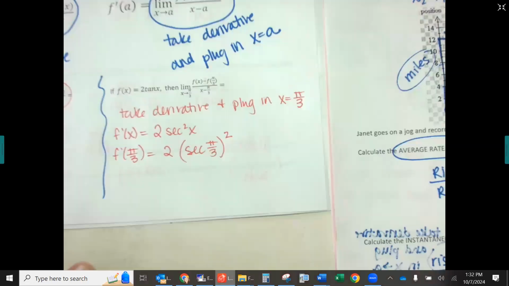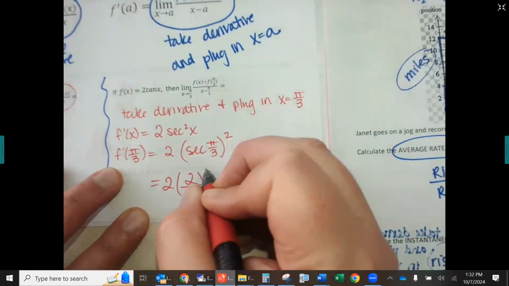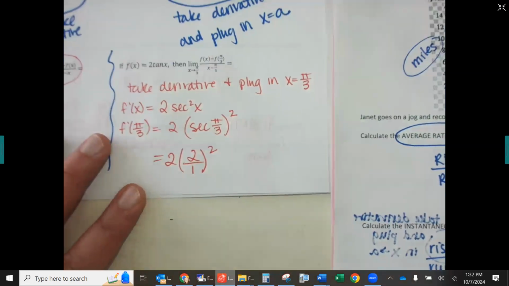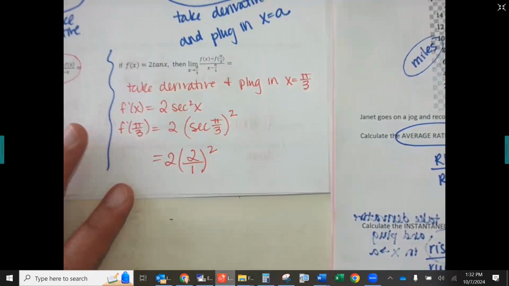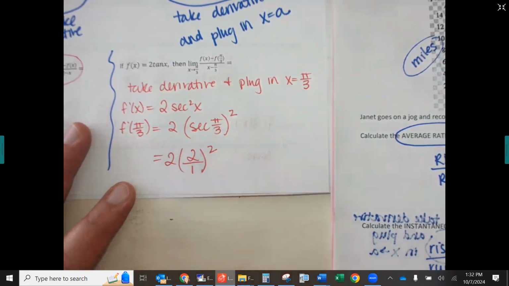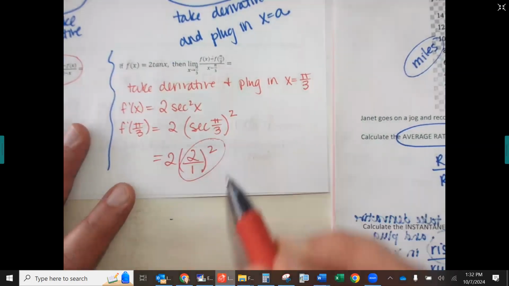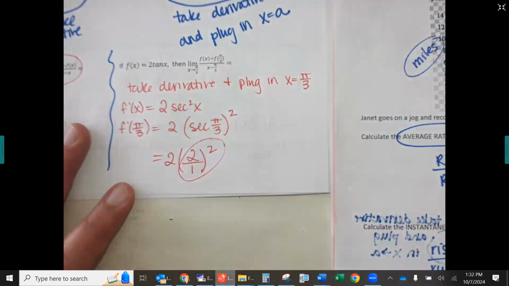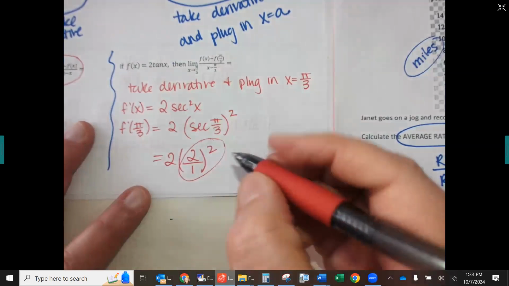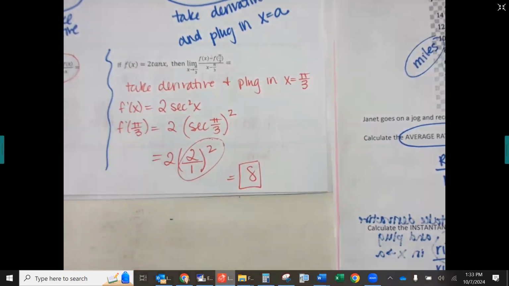Okay, so from here, we have 2 over 1 squared, and then also times 2. Do I multiply these and then square? So 2 times 2 is 4, then square it? No, PEMDAS, we do the exponent first. Okay, 2 squared is 4, times the 2 in the front makes 8. Very good. Okay, you can do it.